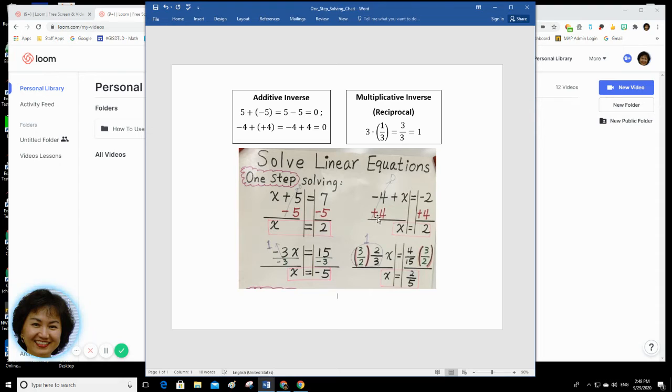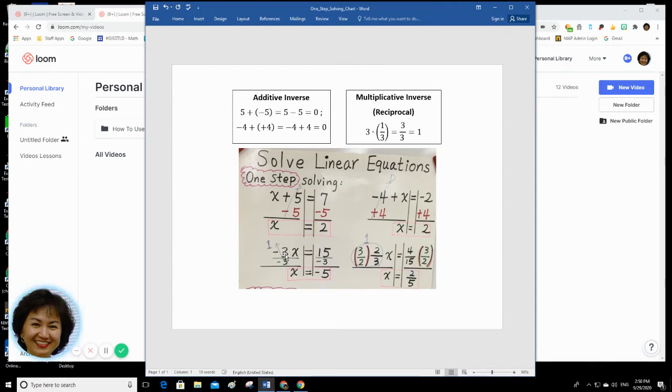Negative 4 add positive 4, we get 0. Now we have an x left on the left side. And the right side, negative 2 plus 4 equals 2. So x equals 2 is our answer for this equation.